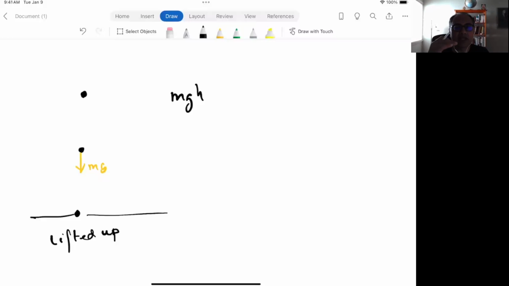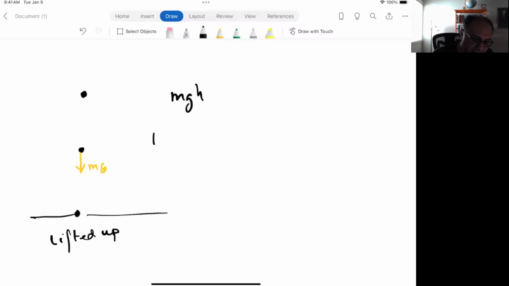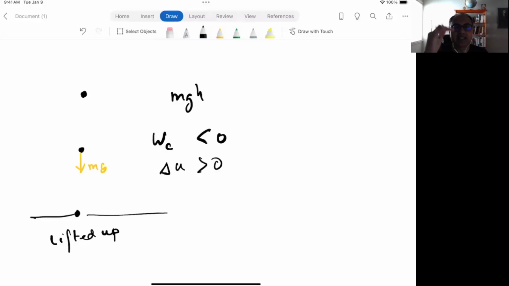And what happened to the potential energy when the object was lifted up? Did it increase or decrease? Increased. Exactly. So the work done was negative, but the delta U is positive. That makes sense? So you can see that there is a relative negative sign between the work done by the conservative force and the change in potential energy.